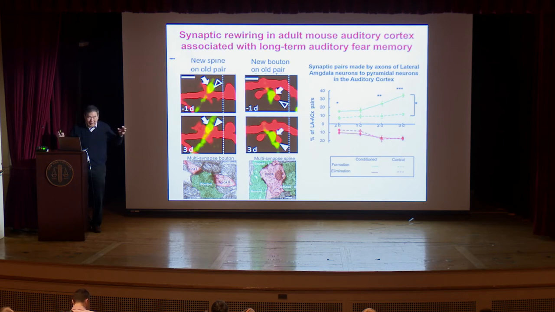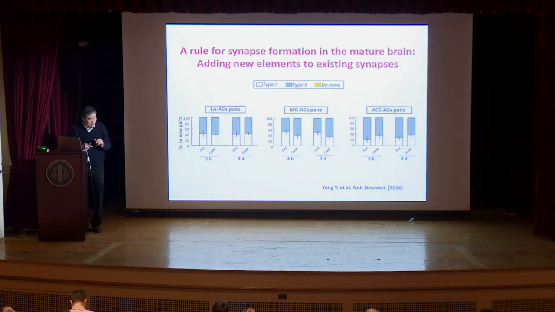Now, are there new spines? We're looking for entirely new synapse formation, suggesting that after memory formation, maybe there's a de novo formation of synapses. It turns out, no. In fact, it's either type 1 or type 2: adding a new spine on an old synapse, or adding a new bouton on an old synapse, or on an old spine. These are the majority of the cases. The de novo formation of entirely new connections is very rare, less than 5%.